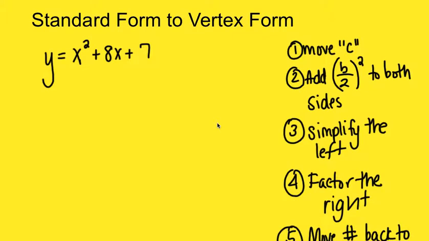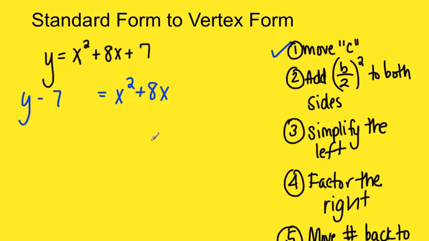In this video, I want to show you how to change the standard form of a quadratic function to vertex form. So you have standard form, y equals ax squared plus bx plus c. The first thing that we're going to do to change that to vertex form is move the c over, and you're going to leave a space in between both. So I've moved the c over.